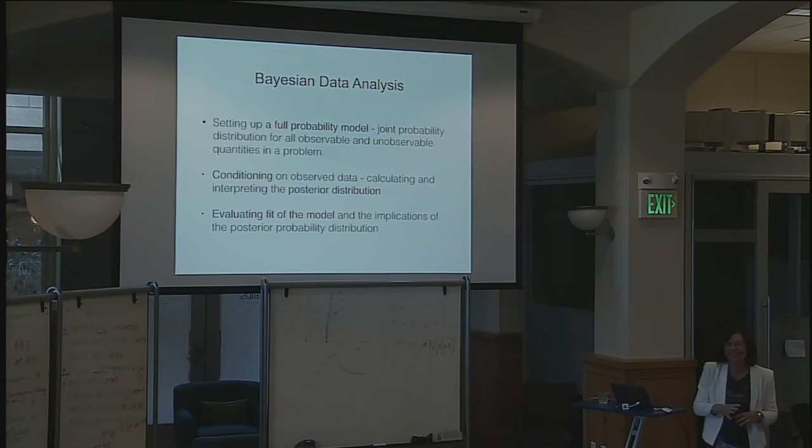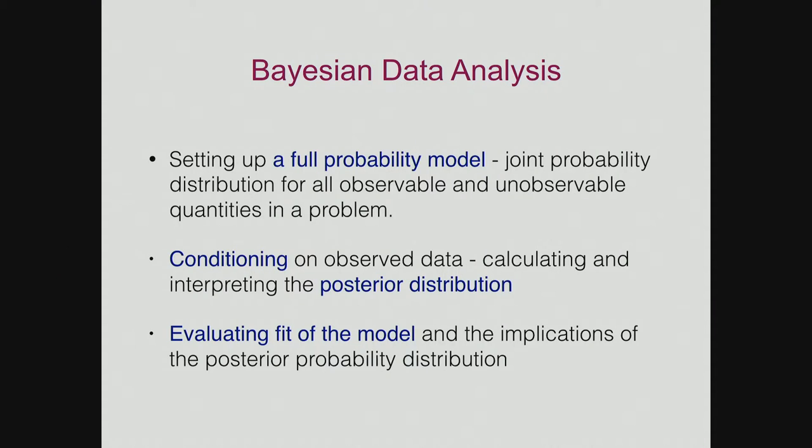So now, Bayesian data analysis. What is it? There are these three components. Usually we're setting up the full probability model for the problem. So you look at the joint probability distribution of everything, observable and unobservable: what you can observe, what could be observed in the future, all the quantities of the problem you're going to face. Then you condition on the observed data to calculate and interpret the posterior distribution. And then, of course, at the end you do model checks and evaluate the fit of the model and the implication of this posterior distribution.